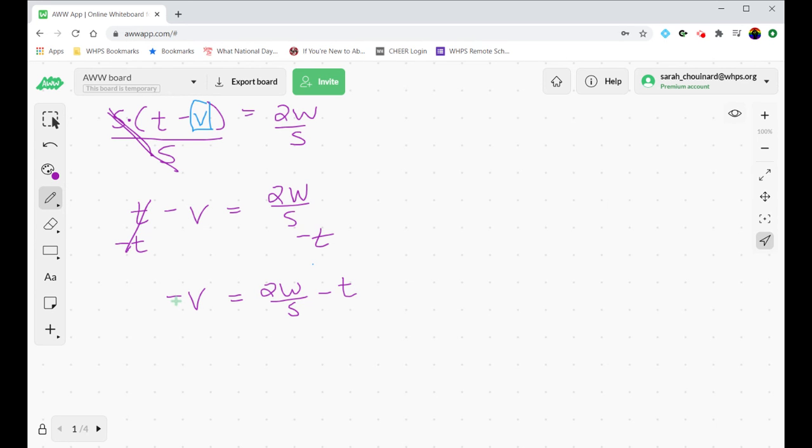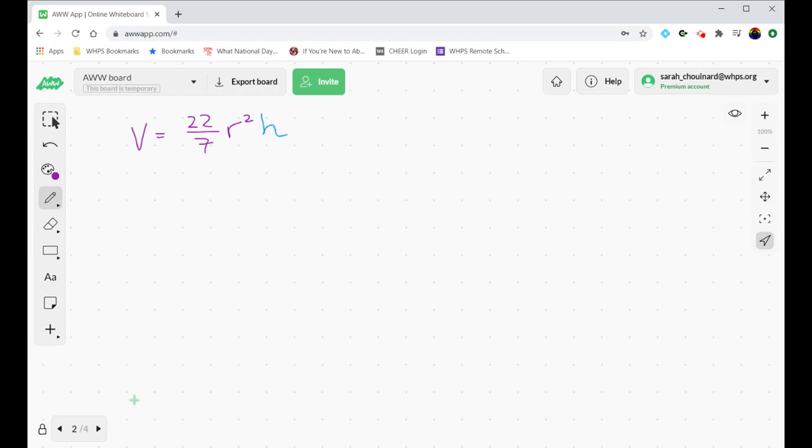Now, the problem is I want positive V. So I'm going to basically just change the sign of everything in this entire equation. So I'm going to make this positive, I'm going to make this term negative, and I'm going to make this term positive so that I get V equals negative 2W over S plus T. So if you're left with a negative in front, all you have to do is go to every single term and change its sign, and that'll take care of the negative, turning it to a positive.